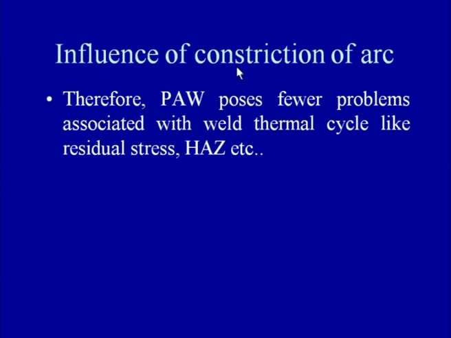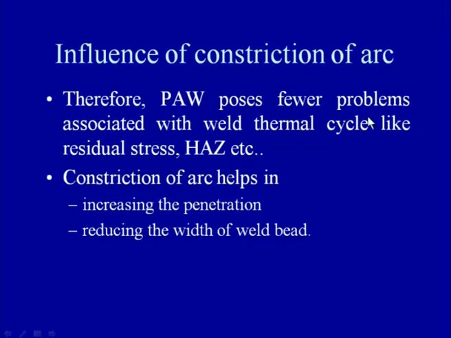And this is the reason why we say that the PAW process reduces the problems associated with the weld thermal cycle, like residual stresses and the heat affected zone, because if we supply a greater amount of heat, then a greater portion of the material below the fusion boundary will be subjected to differential expansion and contraction, which in turn will cause greater residual stresses. Similarly, the base material near the fusion boundary will be affected to a greater extent with higher heat input. So, if we are able to reduce the heat input by the PAW process, this in turn will help us in reducing the residual stresses and the heat affected zone.